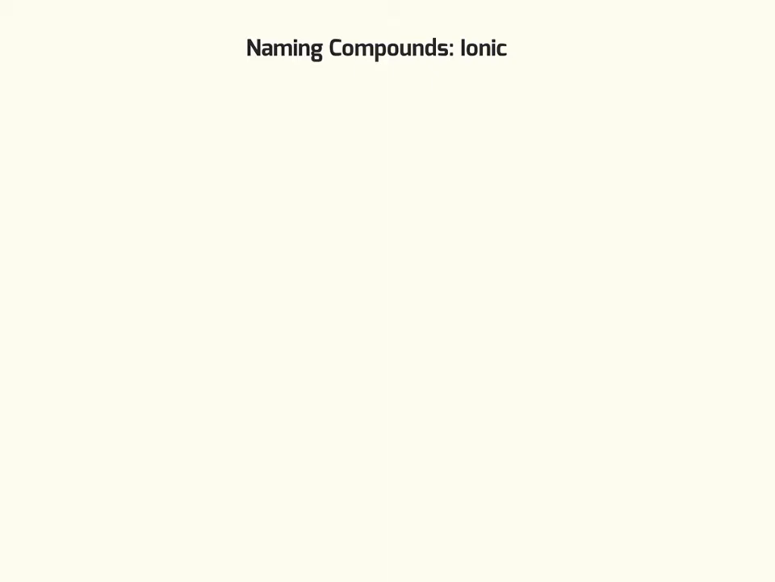To begin, we're going to start out looking at ionic compounds. I want us to remember that ionic compounds result from ionic bonds. An ionic bond occurs between a metal and a nonmetal.